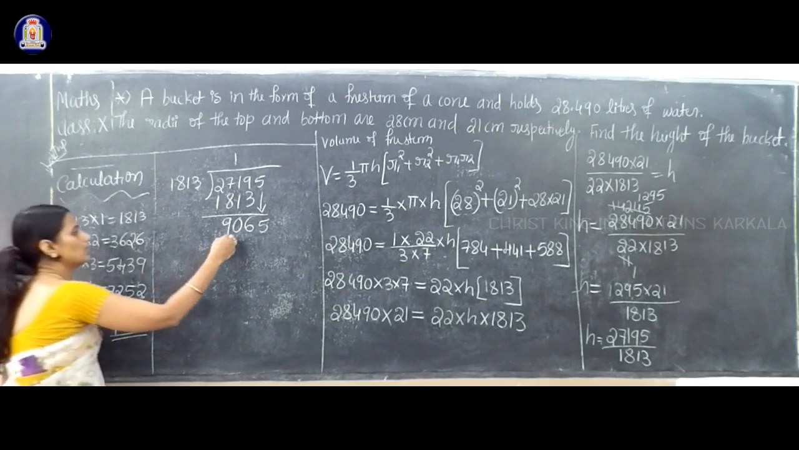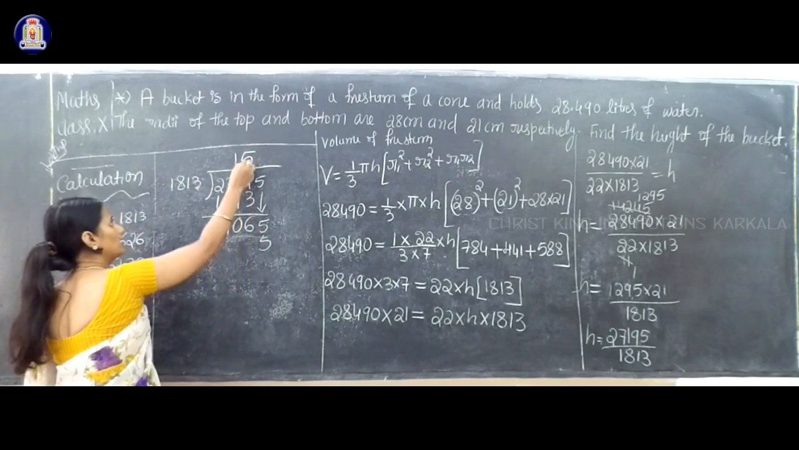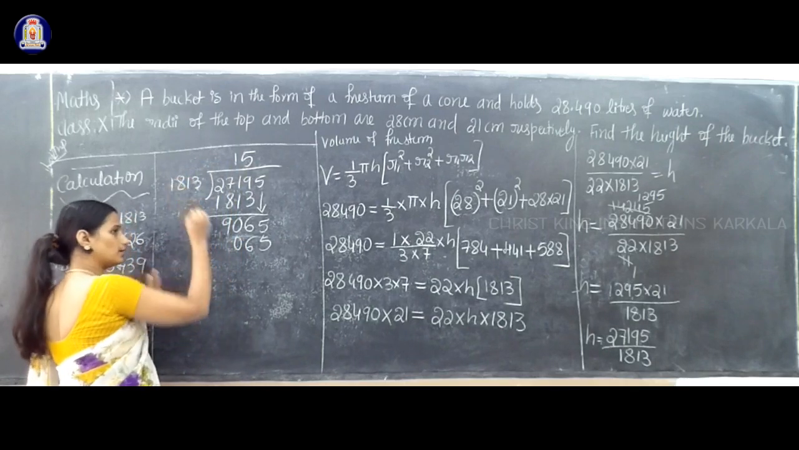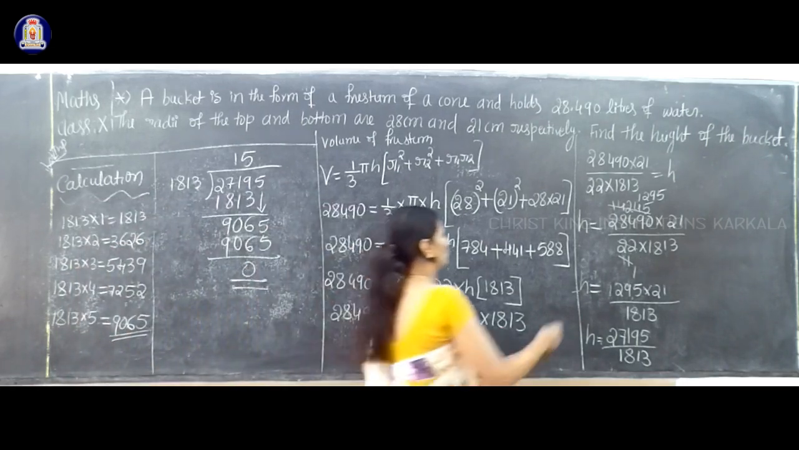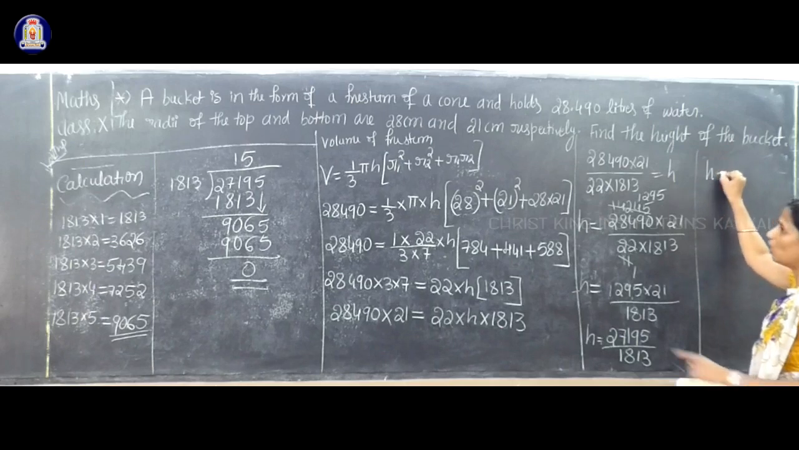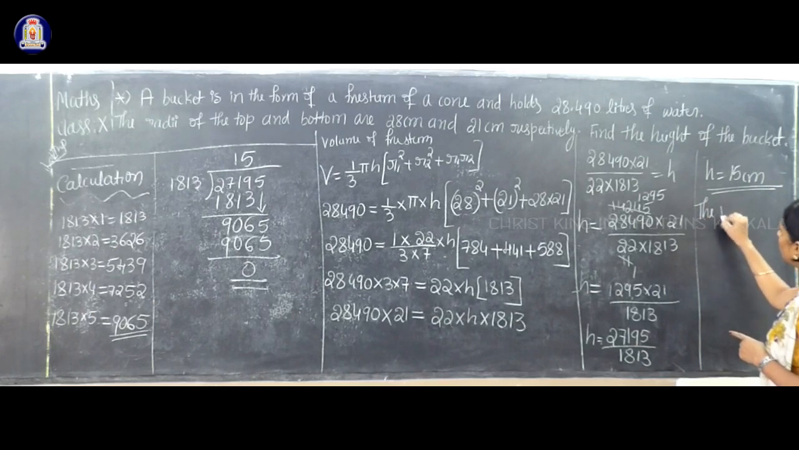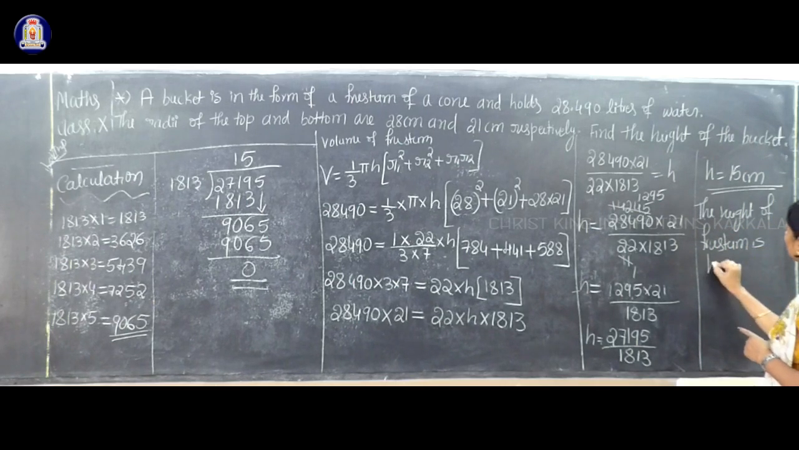So exact figure. So how many times it divides? It divides 5. So 15, 1 remainder. 5 1s are 5, it is 6. 5 8s are 44. 5 1s are 5 plus 4, 9. So what is the remainder? Remainder is 6. So therefore H is equal to how much here? 15 centimeters. So what is this H? The height of the frustum. Therefore the height of frustum H is equal to 15 centimeter.